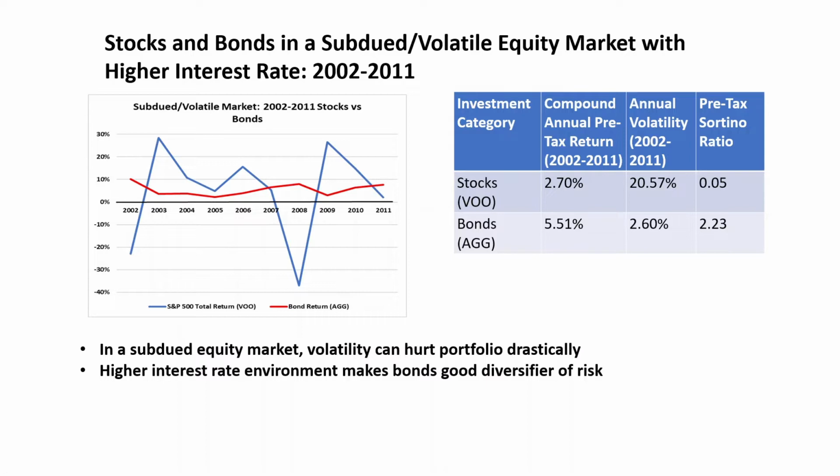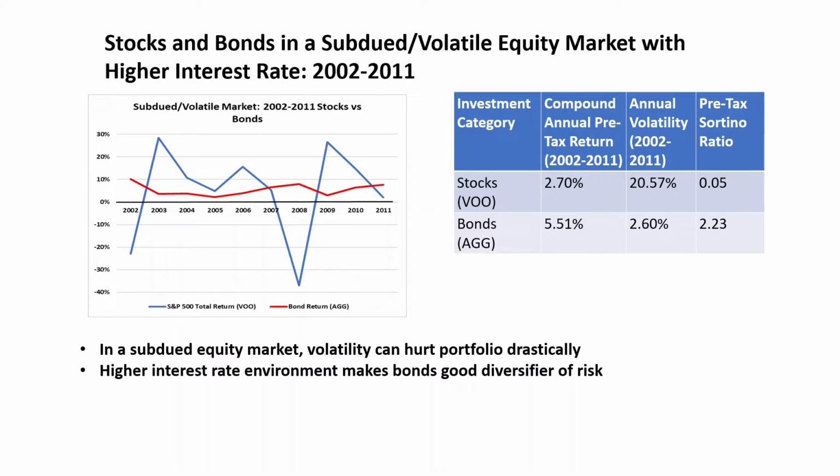So the next step of this presentation is essentially to look at both stocks and bonds in two environments. One is a subdued environment, where stocks aren't doing too well, and then we'll look at what's called a bull market, an environment where stocks are doing really well. So I've chosen two periods here. One is a subdued, volatile equity market. We'll be looking at the period between 2002 and 2011, where stocks didn't do all that great. And then after that, we'll be looking at 2012 to 2021, where stocks really did well.